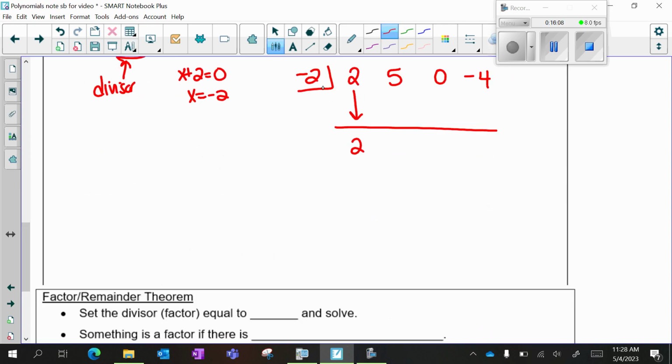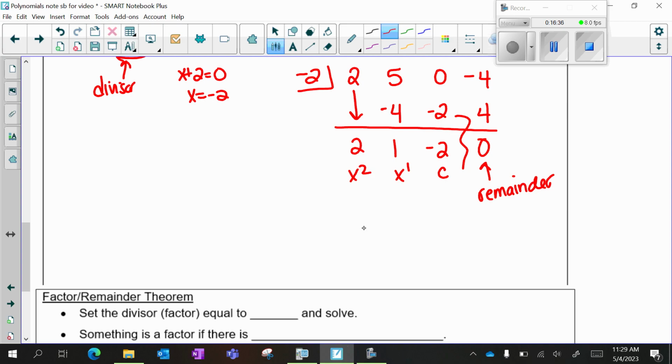So 2 times -2, it's the bottom number times the number on the shelf, is -4. Add straight down. 5 plus -4 is 1. Multiply. 1 times -2, -2, add straight down. -2 times 2, -4, add straight down, 0. So this last piece is always our remainder, and then we build our polynomial backwards. This is my constant, x to the first, x squared. So this is 2x squared plus x minus 2, and it has no remainder.